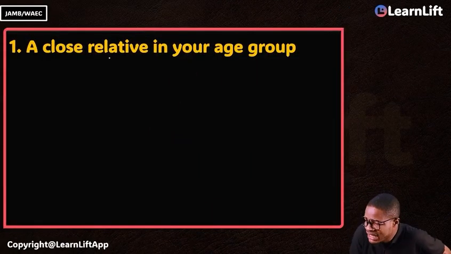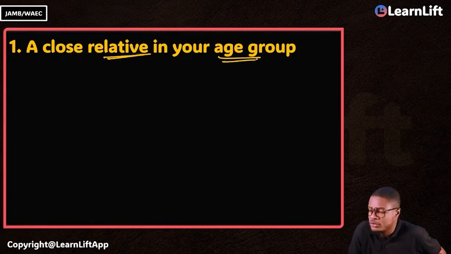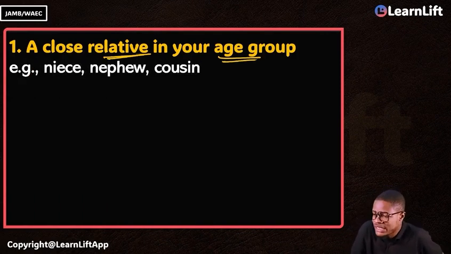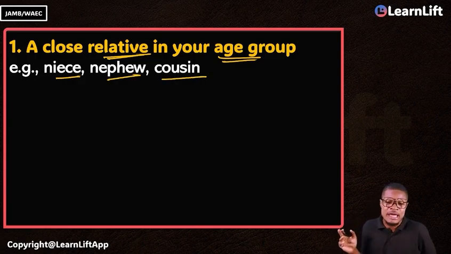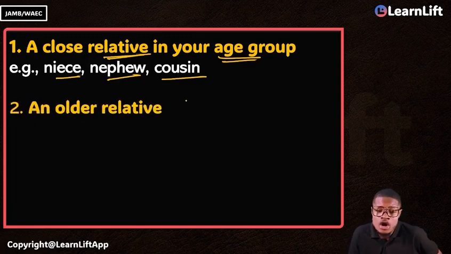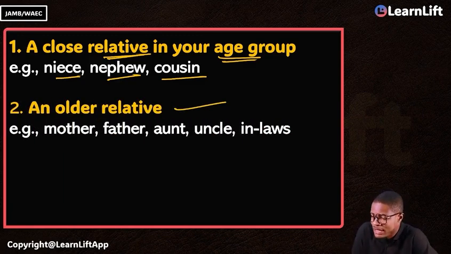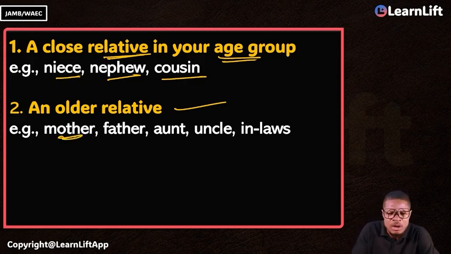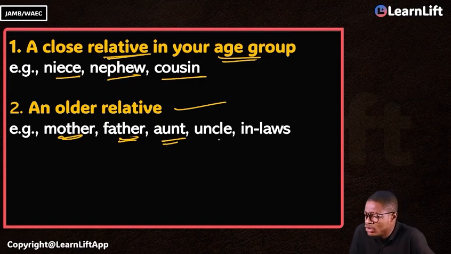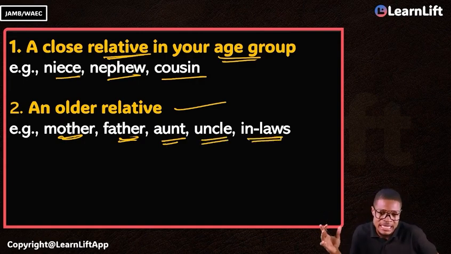Who are the people you can write them to? A close relative in your age group. You can give the person your informal letter. Like probably the person is your niece, your nephew, your cousin. Another, an older relative, the person that is your relative but older than you. A good example like your mother, you can write an informal letter to your mom. Your father, informal letter. Your aunt, informal letter. Your uncle or your in-laws. What type of letter do you write to them? Informal letters.